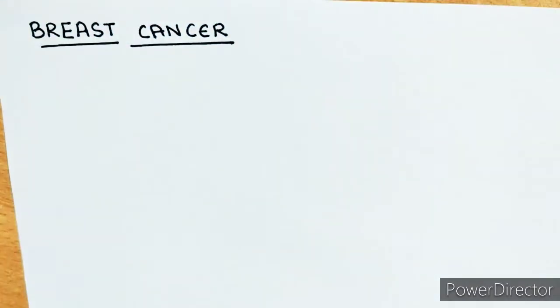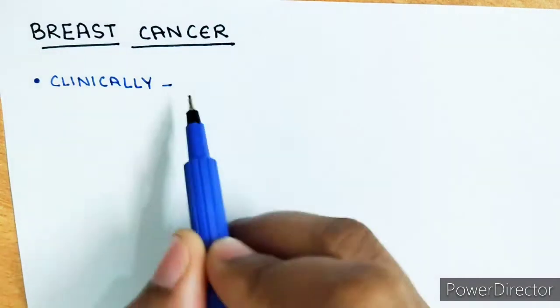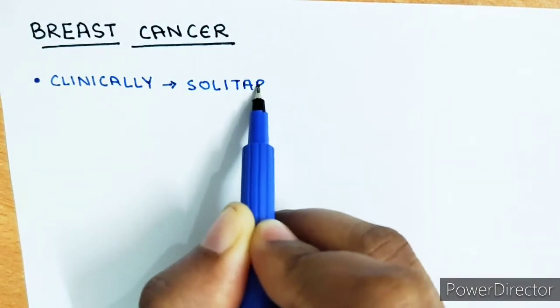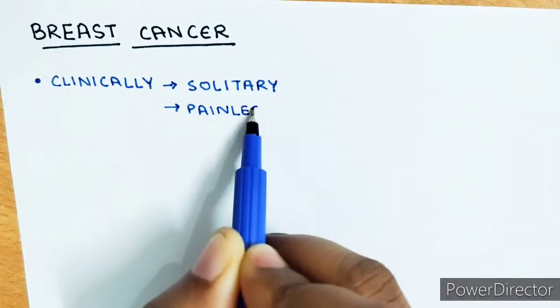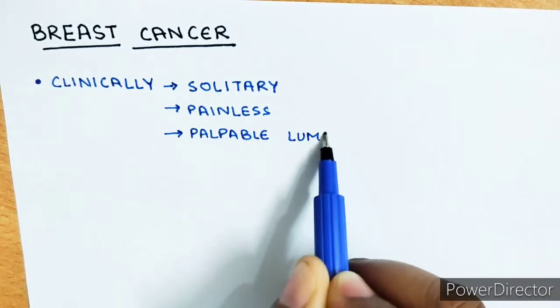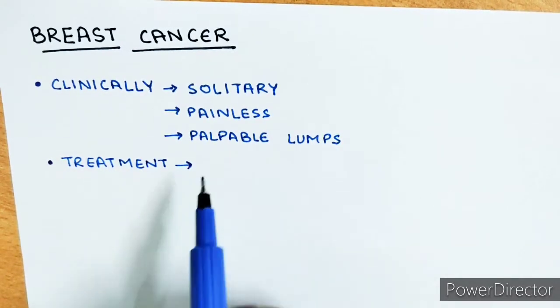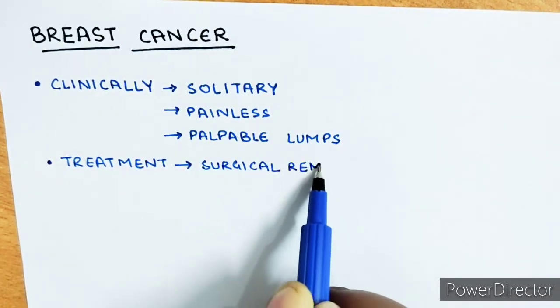Today we will study about breast cancer. Breast cancer is mainly the neoplastic growth of the breast tissue, which is clinically manifested as palpable lumps, which are painless and solitary. And the treatment is surgical removal of these lumps.